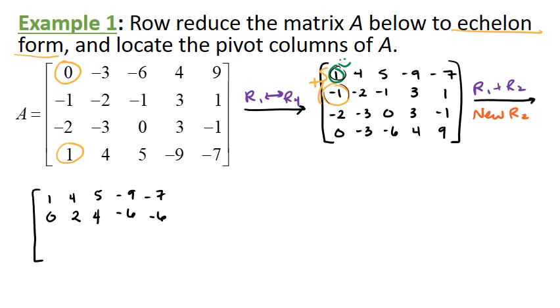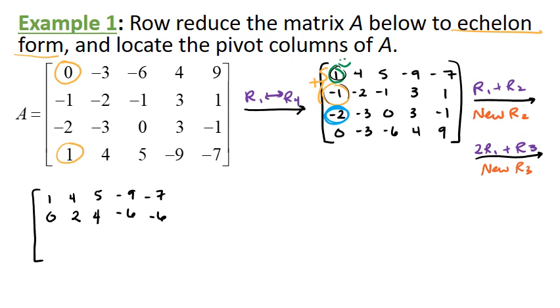Now, I also know that I want this to become a 0. So I'm going to save myself a little bit of space, and I'm going to use the same matrix. But now what I'm going to do is take 2 times row 1 and add it to row 3. And this will become my new row 3. So I'm just saving myself a step from having to write this matrix again.